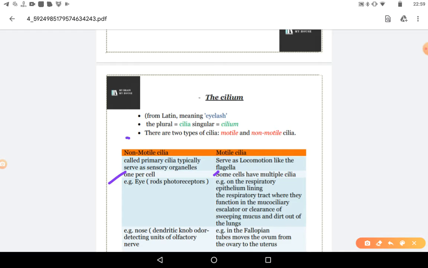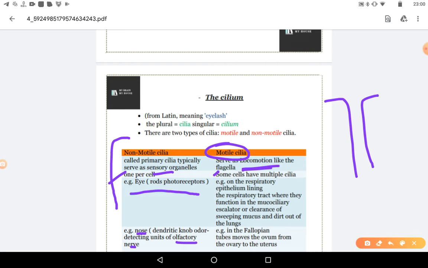The non-motile cilia serve as a sensory organelle, like in the eye, the rods, photoreceptors, and in the nose, the dendrites of the olfactory nerve. Sensory. But motile cilia, for locomotion and moving, are found, for example, in the respiratory epithelium lining the respiratory tract, where the function is the mucociliary escalator, or clearance, sweeping mucus and dirt out of the lungs. If this is the trachea and this is the lungs, it's called the mucociliary escalator.